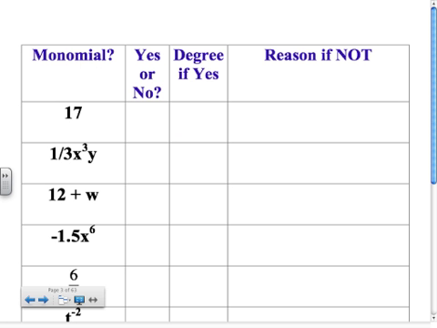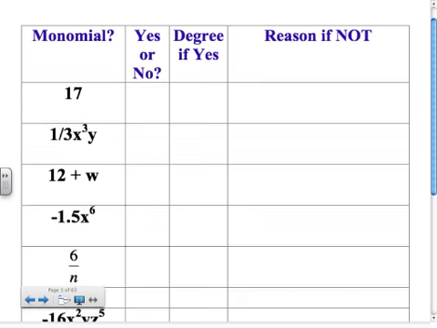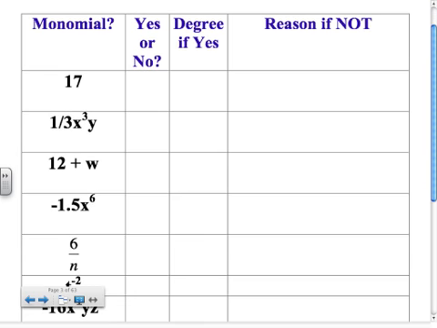Here's a quick rundown, and I'm going to go through these pretty quickly because I don't want to take up too much time when we really have to get into the nuts and bolts of adding and subtracting polynomials. First, we want to determine if it's a monomial or not. Remember, a monomial is a number, a variable, or the product of a number and one or more variables. So, is this 17 a monomial? Yes, it is. What's the degree? Well, there are no exponents, and if there are no exponents, that means the degree is 0.